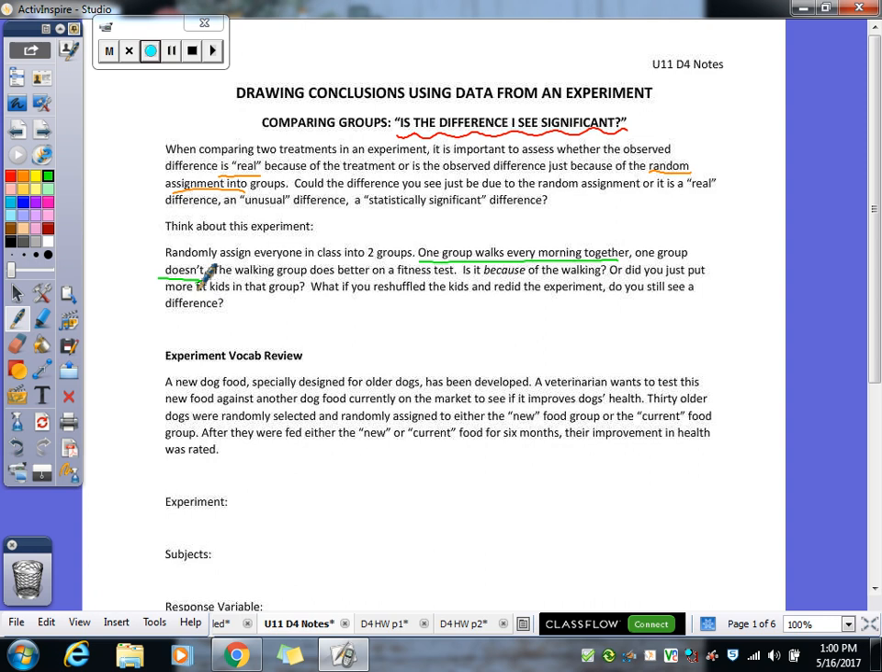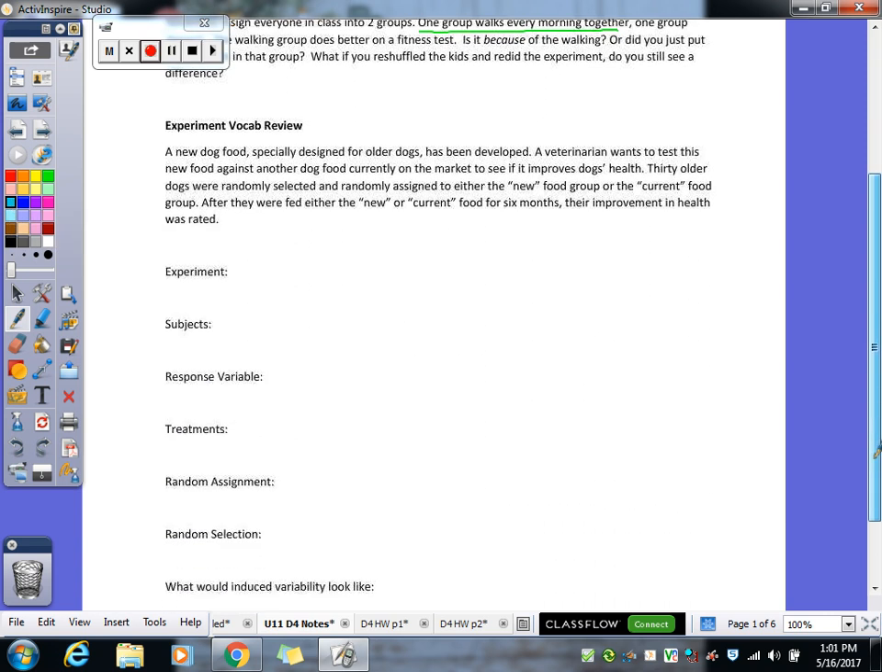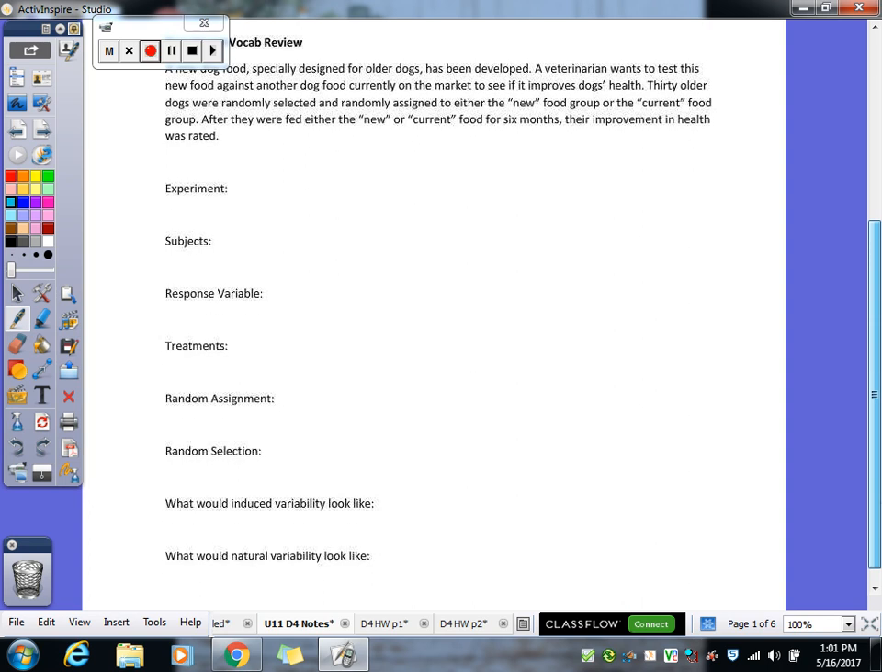So you're trying to figure out, is the result actually because of the walking they did, or is it just because of the random assignment, where you put students who are more fit into one group versus the other group? That's what you're trying to figure out here. One thing I wanted to go over quickly is some vocab with you, so that when I say these words, hopefully you remember what they mean.